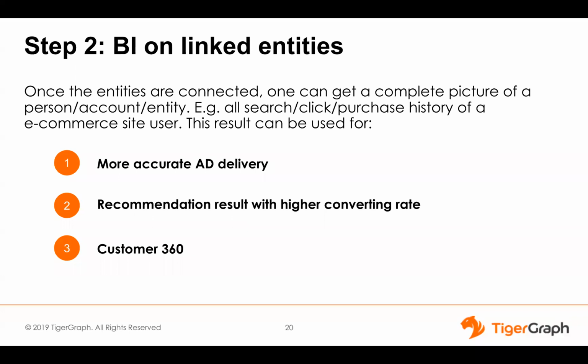Recommendation results with a higher converting rate we've talked about. That is a significant improvement. One of our largest customers is Wish.com, the largest by volume retail platform in the world. And they see a tremendous advantage in being able to merge user behaviors as they come on, so they can very rapidly learn what they like and suggest better products to them.